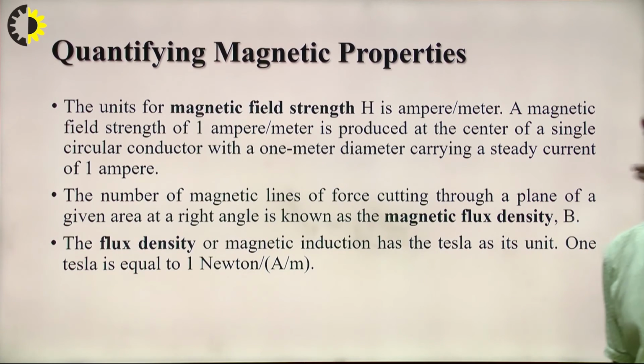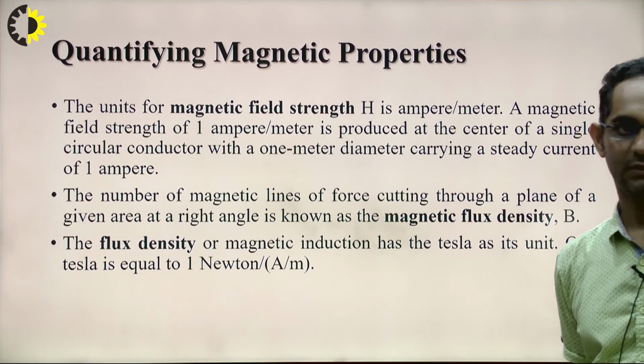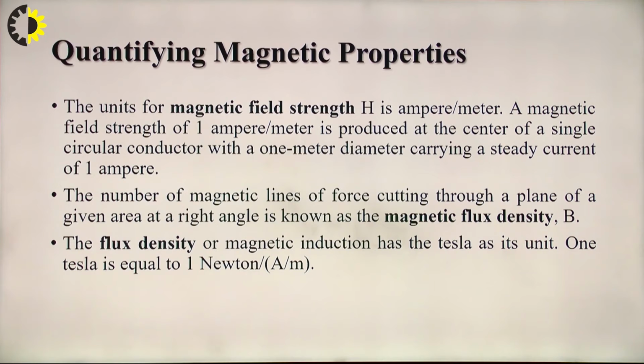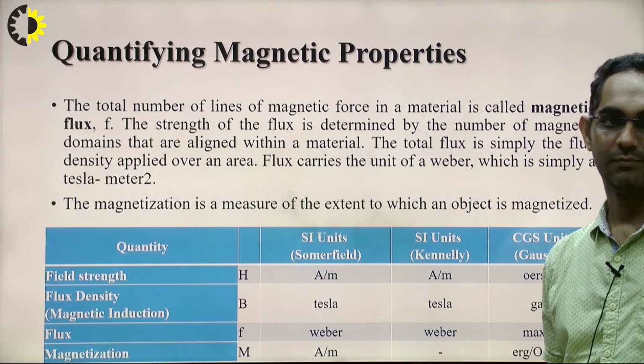Next, flux density or magnetic induction has the Tesla as its unit. 1 Tesla is equal to 1 Newton per ampere meter.